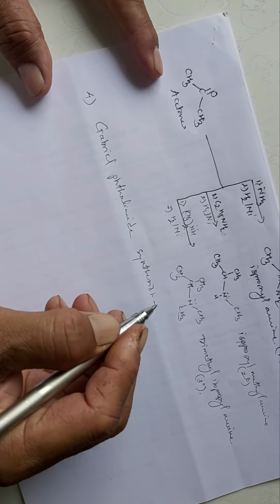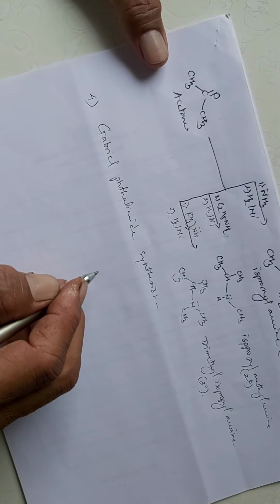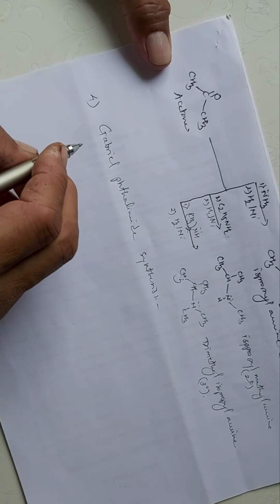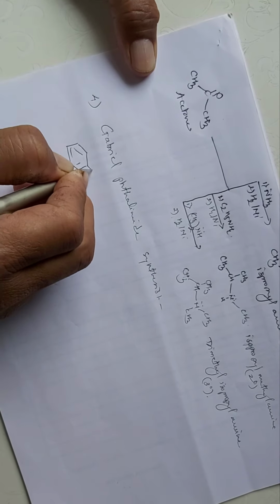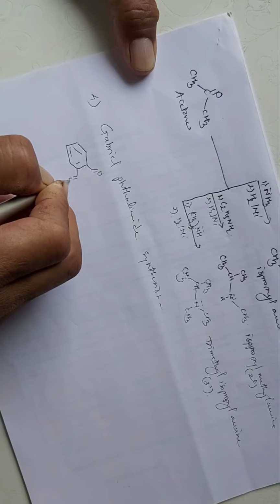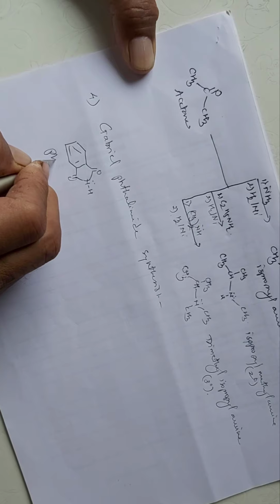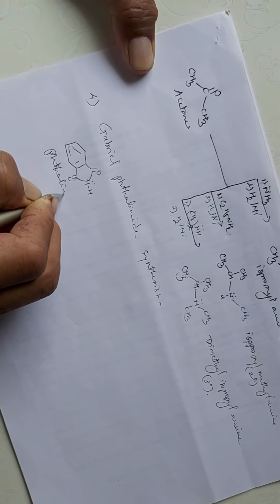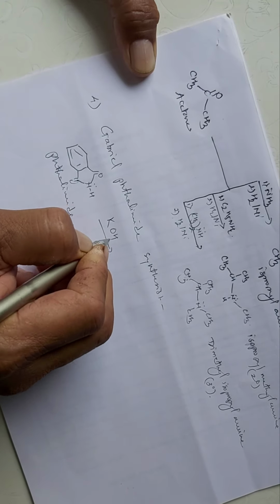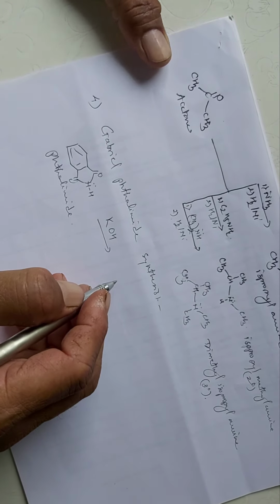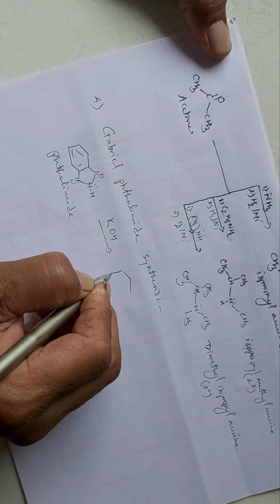In this synthesis, the primary amines are obtained in a good yield with the help of phthalimide and alkyl halide. In the first step, phthalimide, which is a cyclic amide, is allowed to react with potassium hydroxide, and when it reacts with potassium hydroxide, it forms potassium phthalimide, where it forms a salt.